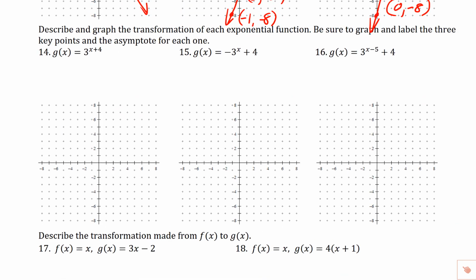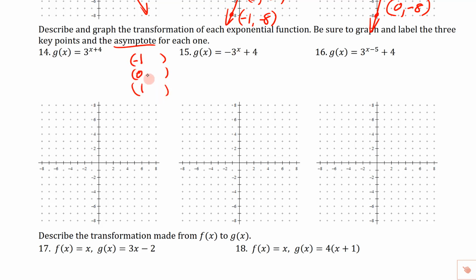These are exponential functions. It says describe and graph the transformation of the exponential function. Again, be sure to label the 3 key points and the asymptote for this one. So I'm going to underline that so that we don't forget that. We've got a basic shape of 3 to the x. So again, I'm going to write down what those points are because we're going to use these over and over again.